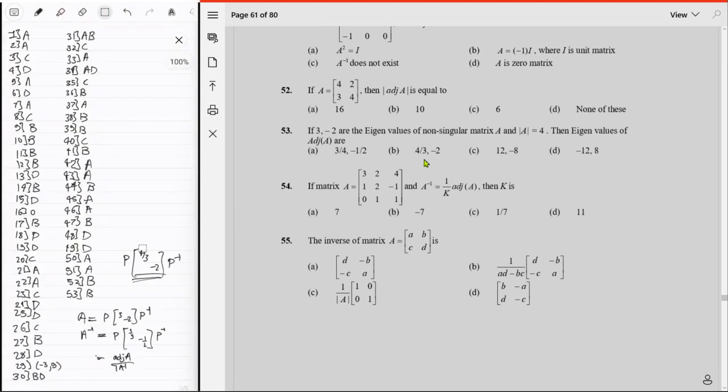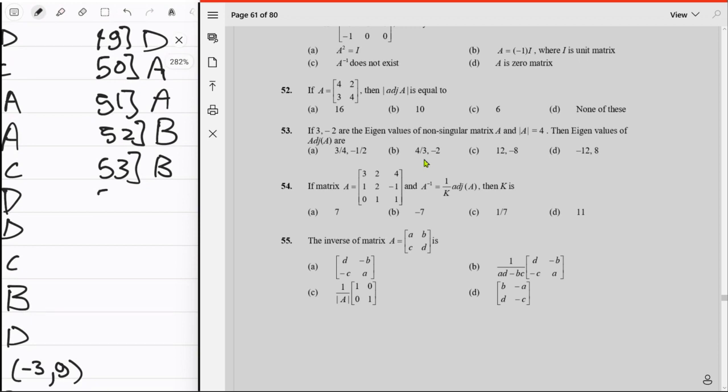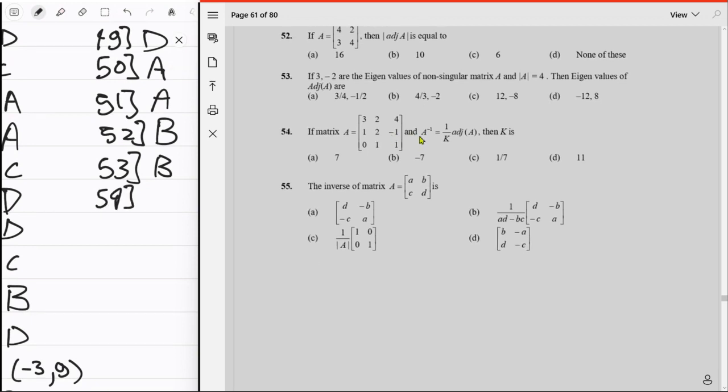Next question, 54. If matrix A is equal to this thing and A inverse is equal to 1 upon K adjoint of A, then K is, okay, A inverse is equal to 1 upon K adjoint of A, so adjoint of A equals K times A inverse. K is defined as the determinant of A itself. So K is just the determinant of A. Just figure that out somehow.